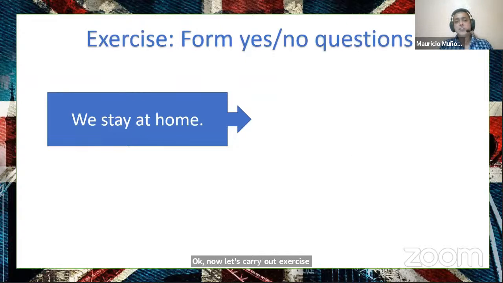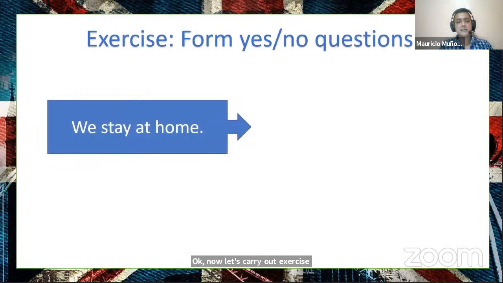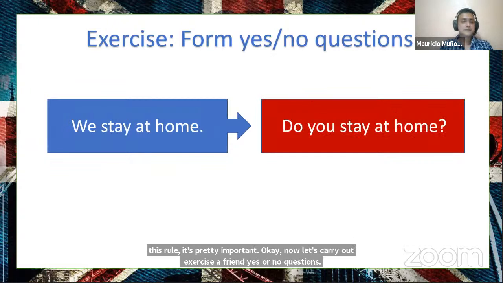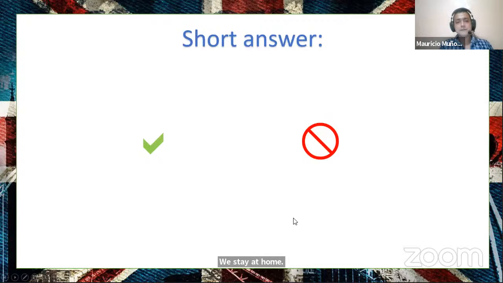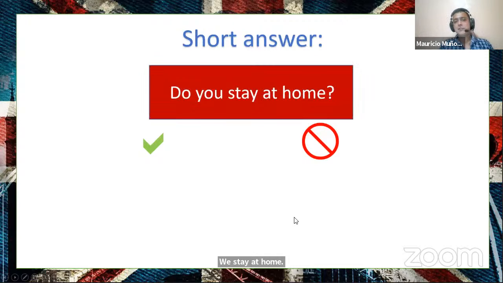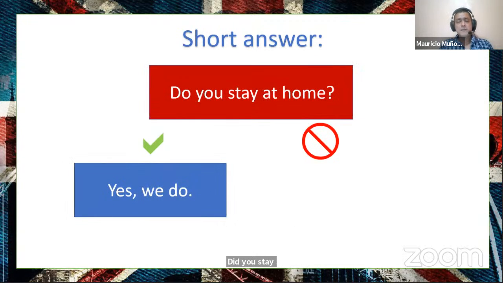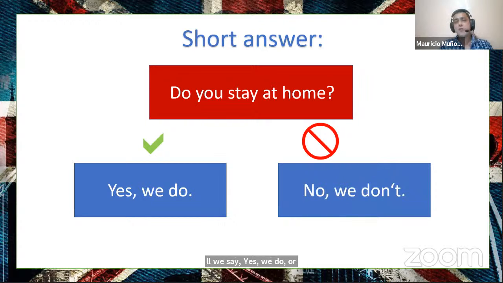Exercise for yes or no questions. Take a look. We stay at home. Positive. Then we have the question. Do you stay home? You see? Do you stay home? If the answer is positive, we'll say, yes, we do, or no, we don't.